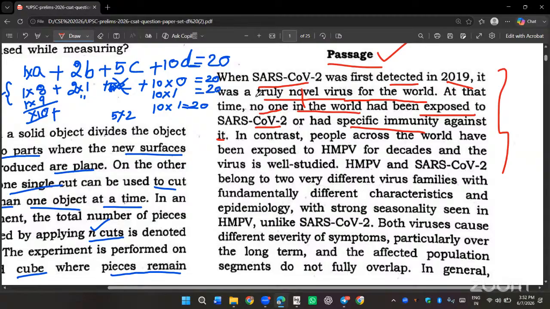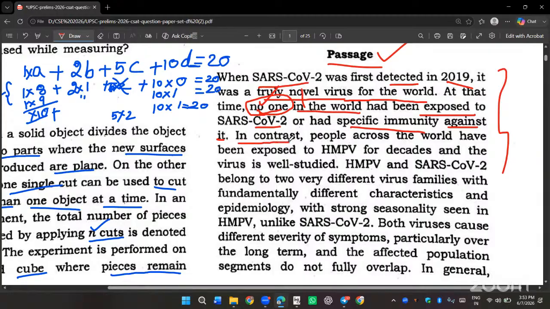So here, specific immunity against it, the people did not have. No one, no one, not even a single person. That is the meaning. They are emphasizing the point. These are all my basic instructions to attend reading comprehension or general comprehension. I will not repeat the same for the next passages. You have to understand. So specific immunity against it.